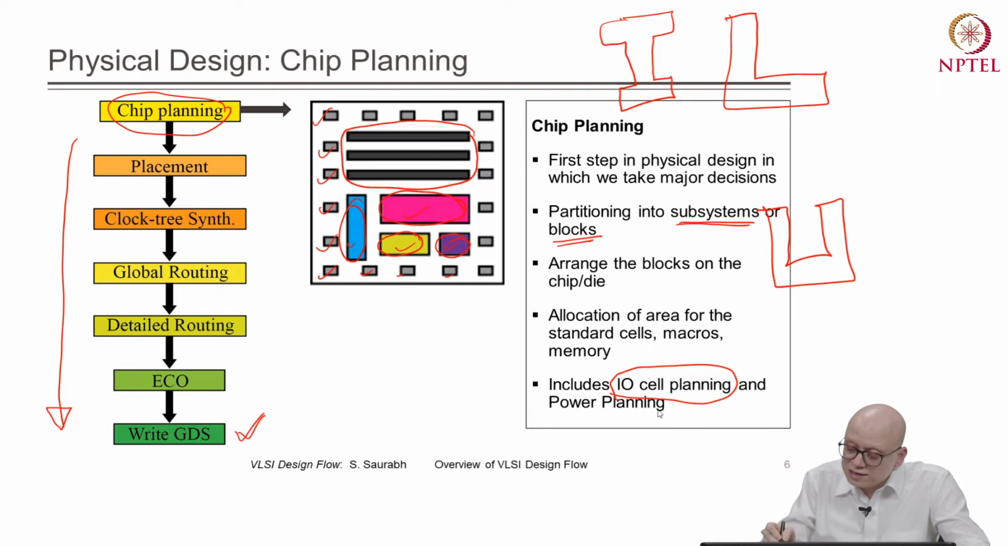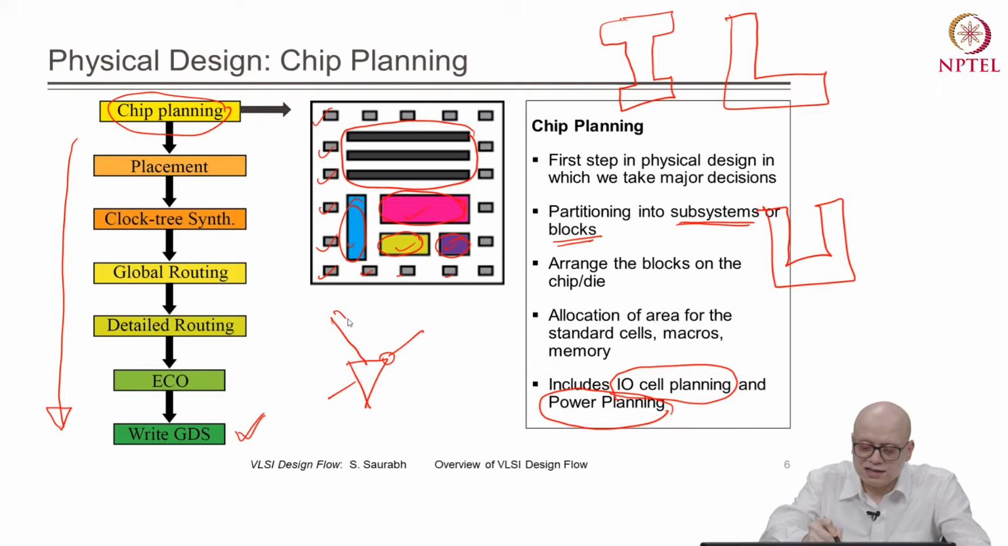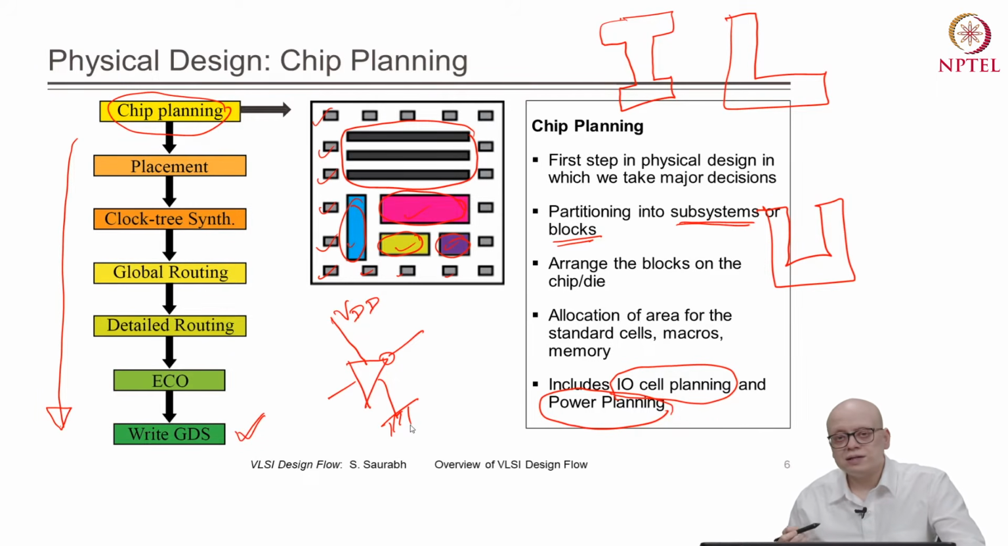Another major step of chip planning is the power planning stage. We know that when we have a standard cell, for example an inverter, to operate this inverter it needs power supply, VDD and ground. To operate any combinational or sequential circuit element, they need power to operate. So each standard cell needs to have a power connection and a ground connection.